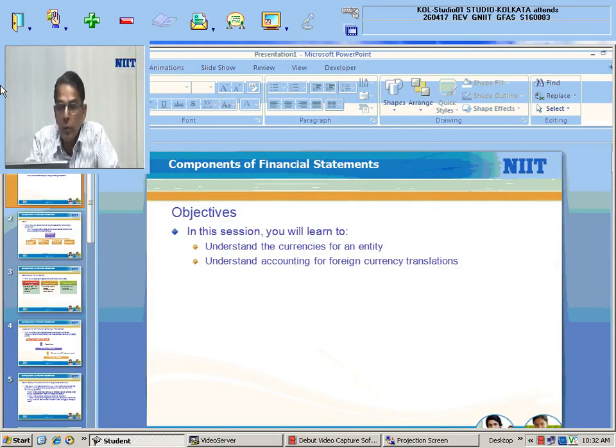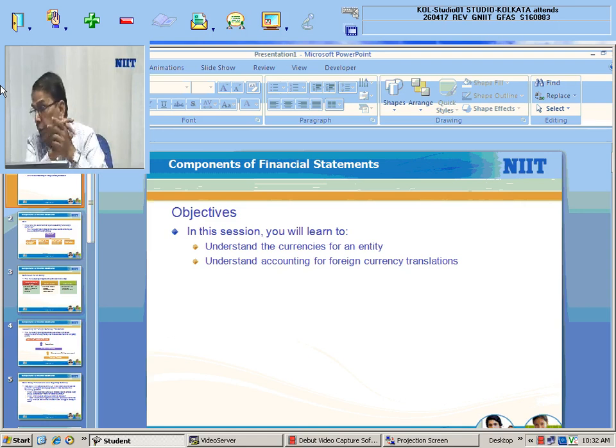Now in this lesson we will talk about the currencies for an entity. What are the various possible currencies for an entity? That means currencies in which transactions are denominated. The purpose of this lesson is understanding the currencies for an entity and accounting for foreign currency translations, because nowadays most entities are doing transactions not only in their home currency, the currency of the country in which they are located, but also in currencies of other countries. So what are the currencies for the entity and the accounting for foreign currency translations? That we are going to talk about.